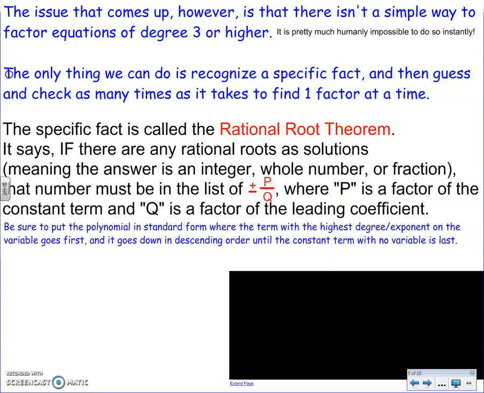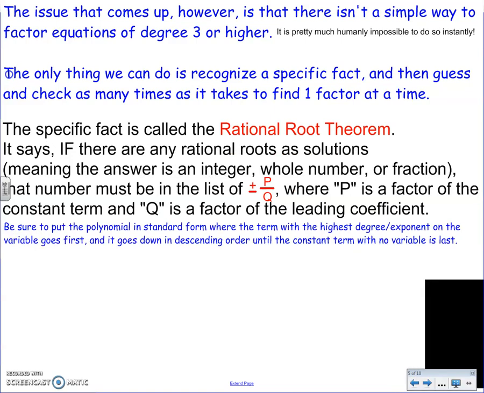Here's what it says. If there are any rational roots as solutions, rational means it has to be a whole number, integer, or fraction, that number must be in the list of plus or minus p over q. P must be a factor of the constant term, the last term, and q is a factor of the leading coefficient. All right, so this list doesn't guarantee an answer. It only guarantees if it's rational. If the answers are imaginary or irrational, it is not going to be in this list. So there are times where this list is absolutely nothing when you're unlucky.